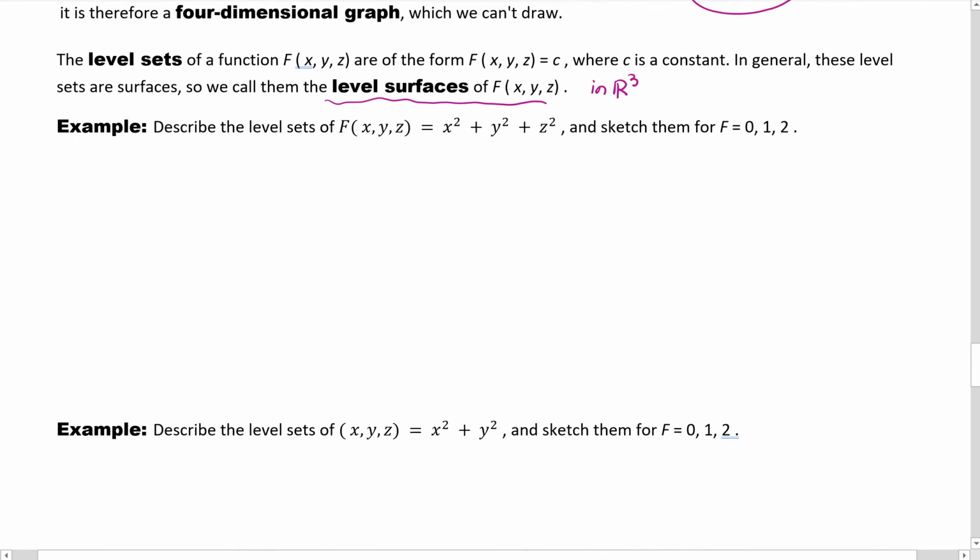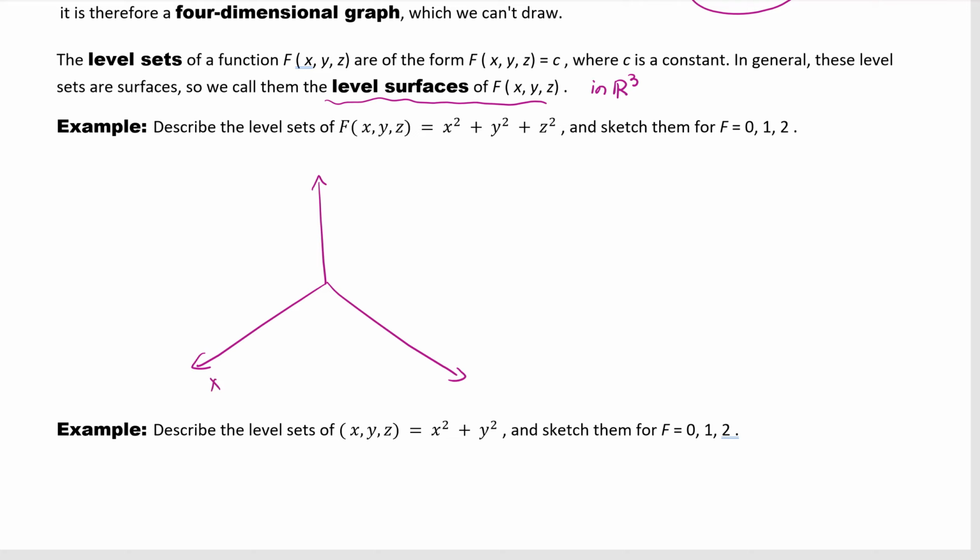Let's look at the following example. Describe the level set of f of x, y, z equals x squared plus y squared plus z squared. Sketch them for f equals 0, 1, and 2. Alright, so we have x, y, z. If f is 0, then what do we get? We have x squared plus y squared plus z squared equals 0. Well, this is the same as saying all of them are 0. So we get the points, the origin. Right? This is the origin.